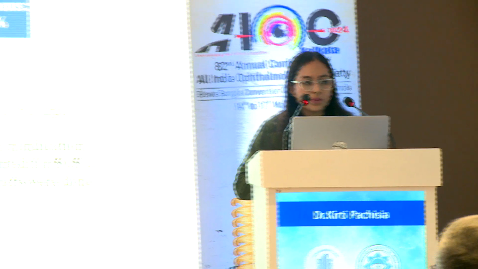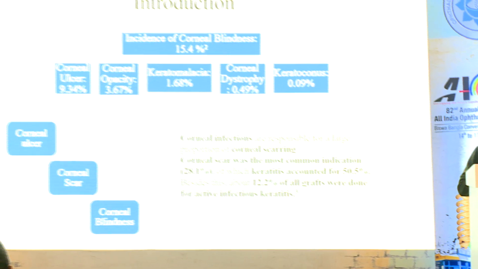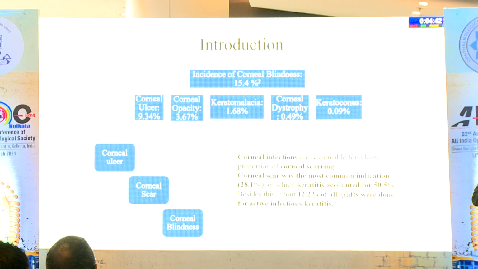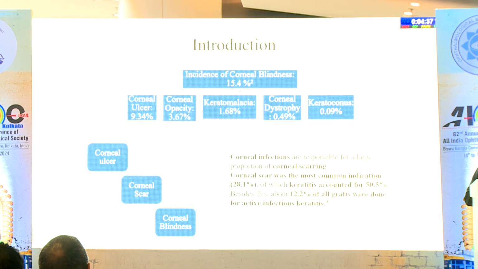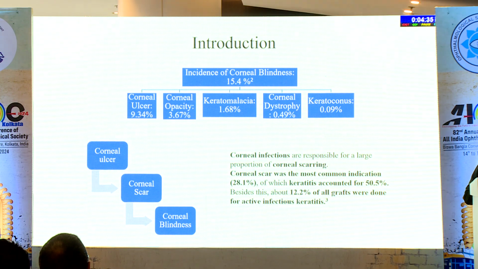The incidence of corneal blindness in India is about 15.4%, and active infectious keratitis contributes to a significant proportion of this. Corneal ulcer would ultimately lead to corneal scarring. This, in turn, would lead to corneal blindness, increasing the visual comorbidity.